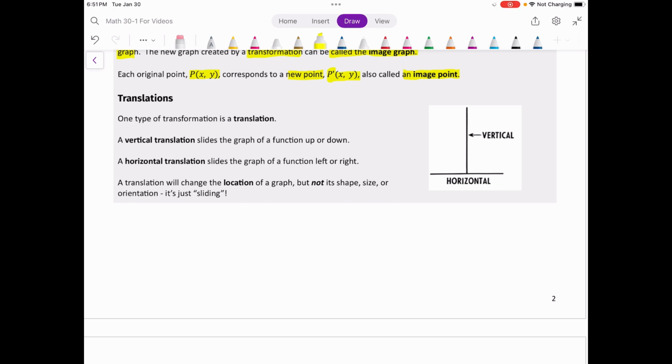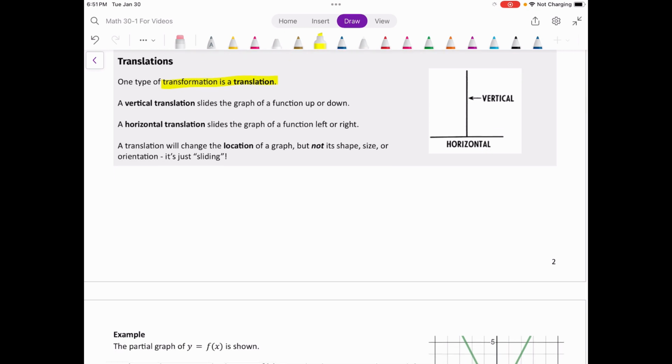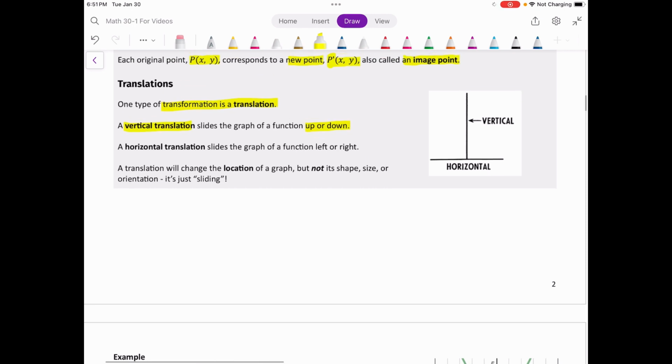We'll talk about translations. One type of transformation is called a translation. These are shifts, slides, you sometimes hear them called, but the proper term is a translation. So a vertical translation slides the graph of a function up or down, right? Up or down. It's going to do this, vertical, up or down. A horizontal translation slides the graph of a function left or right.